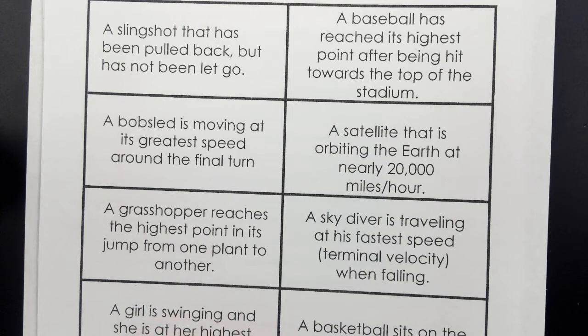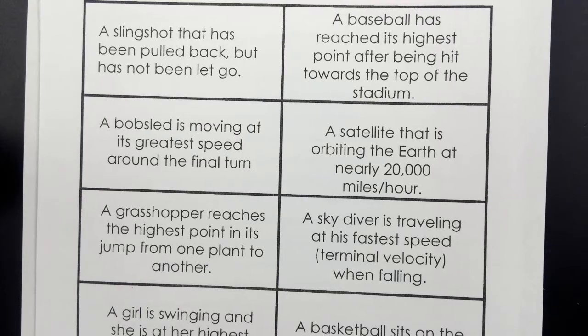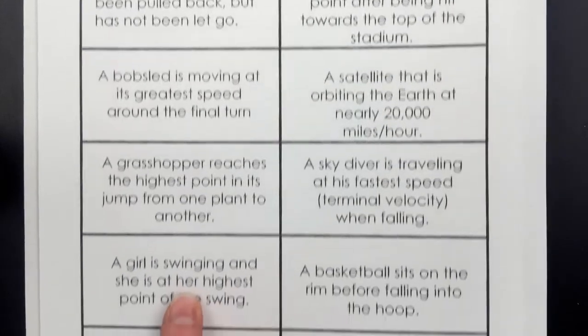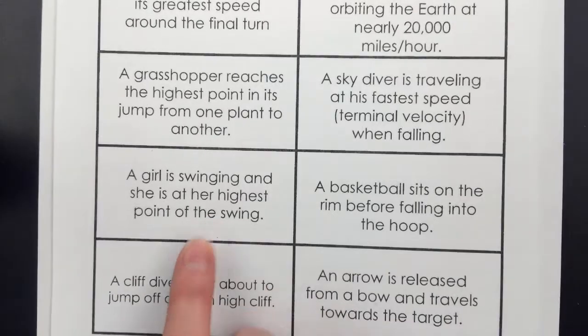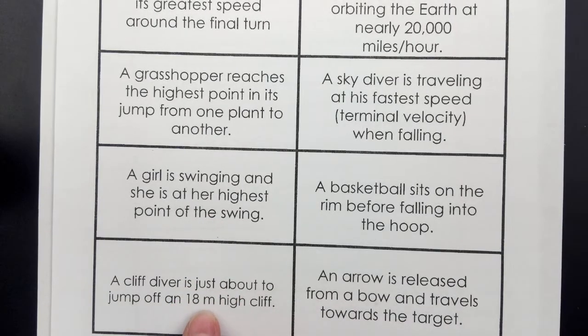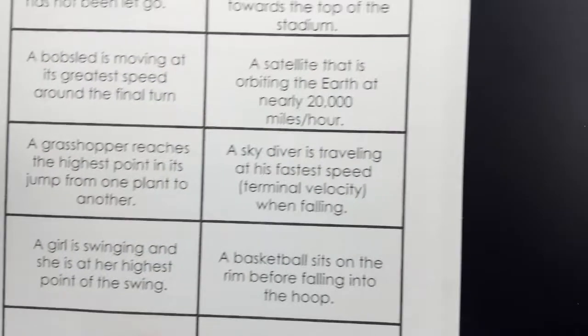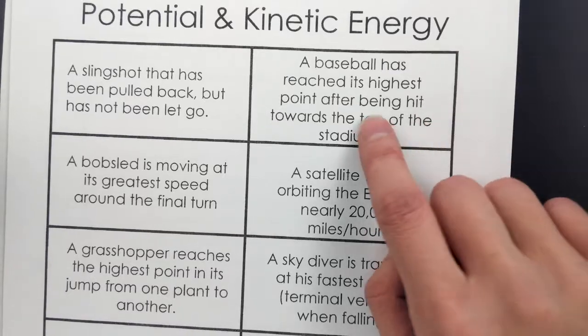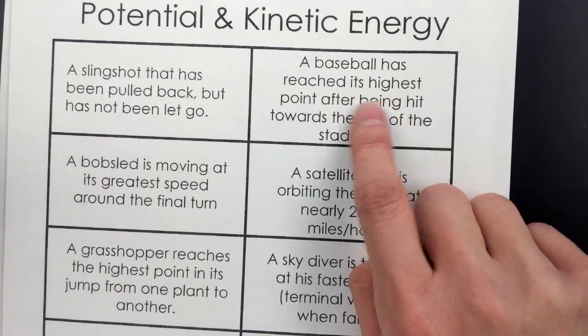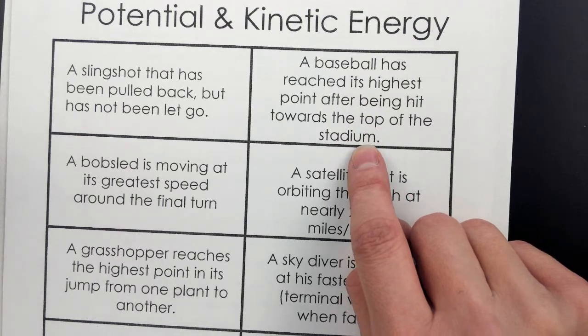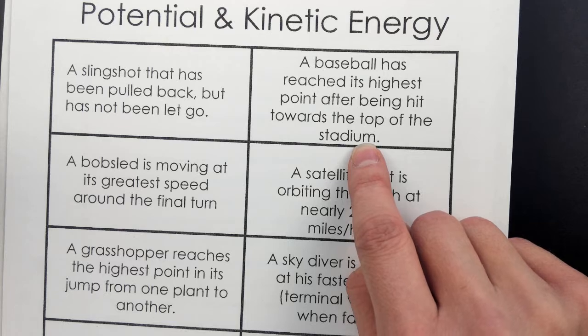A girl is swinging and she is at her highest point of the swing. Potential. Hey, guess what that's like? Newton's cradle, and I'm going to pull him out again in a couple of days. Okay, and we'll talk about that again. So that girl swinging is potential. A cliff diver is just about to jump off an 18-meter high cliff. Potential. A baseball has reached its highest point after being hit toward the top of the stadium. Potential.